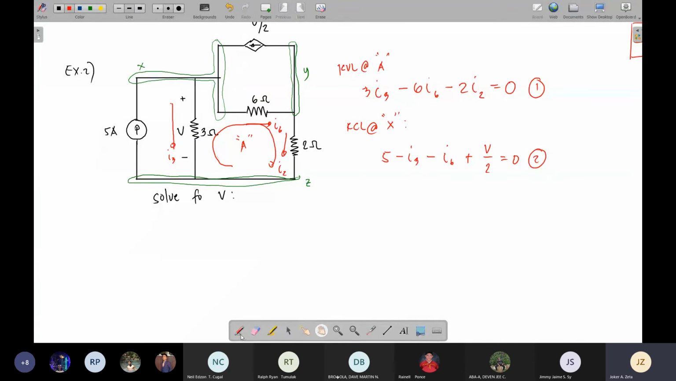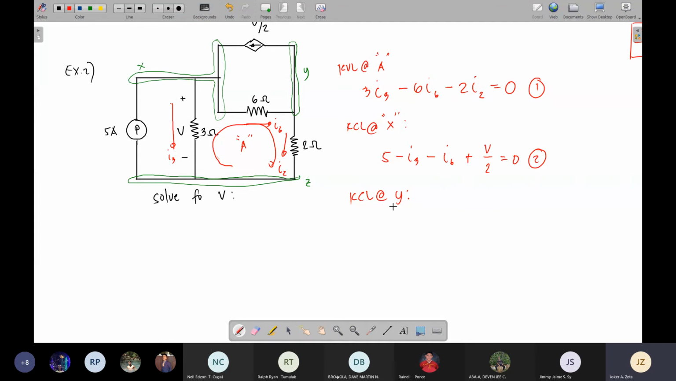And then we only need 1 more. So I'll apply KCL at Y. Again, it's up to you, you could also apply KCL at Z. Take note, we apply KCL at a node without a voltage source. For this example, there is no voltage source, so you are free to choose any node.